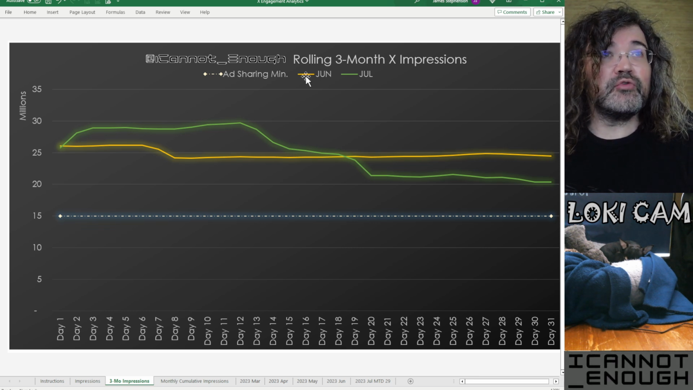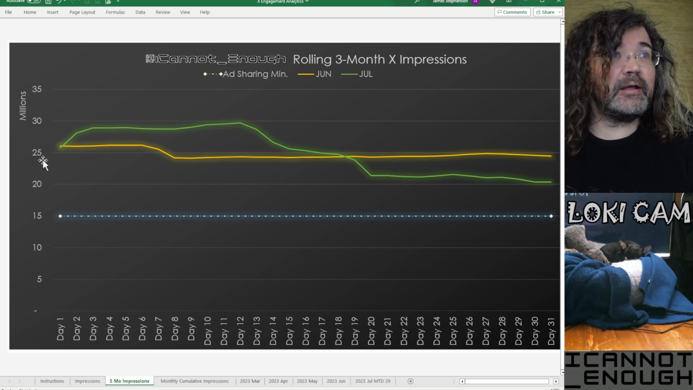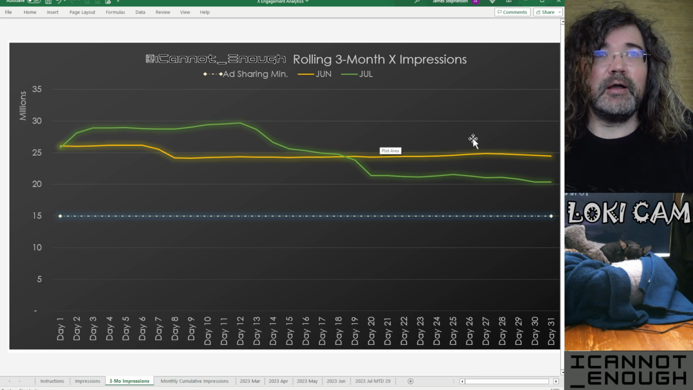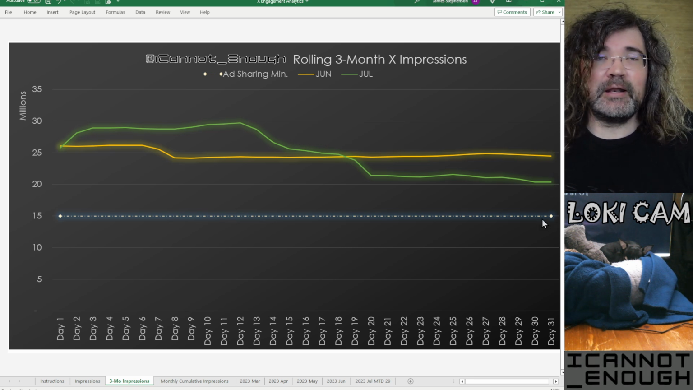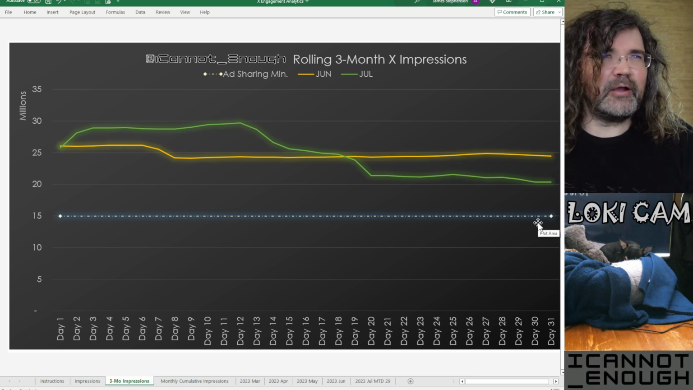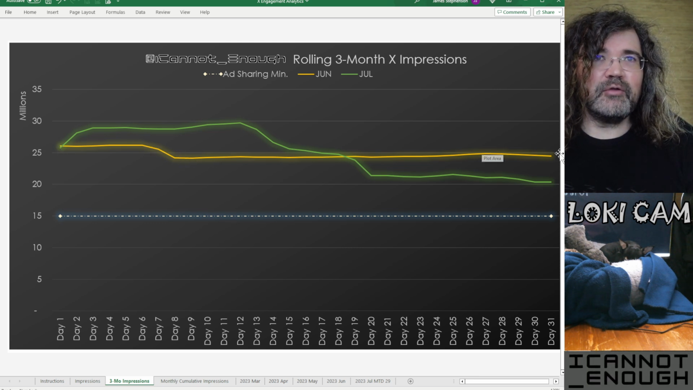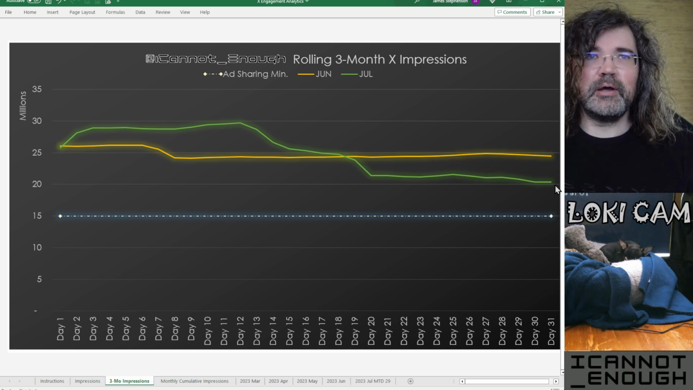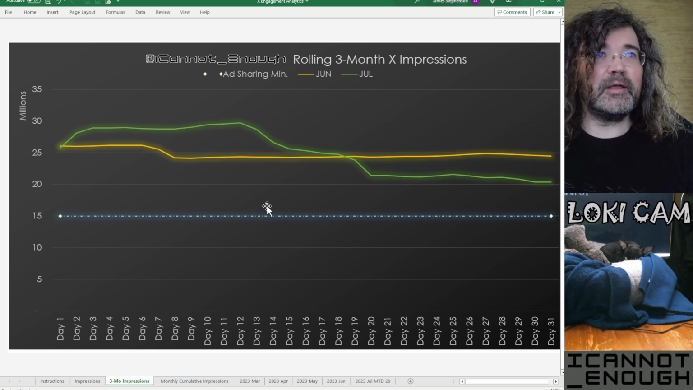How was I doing in June, which is the yellow line, and in July? I was able to maintain between 20 and 30 million impressions at all times in June and July, which is good news, not getting close to this cutoff where I would no longer qualify for ad sharing revenue. You can see that throughout June that rolling amount changed, and then through July it started to fall off in the middle of July from a high of 30 million down to a low near 20 million.